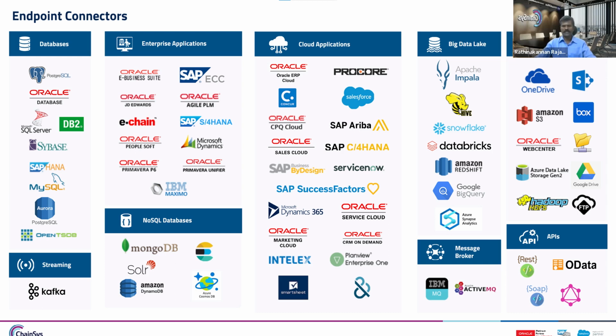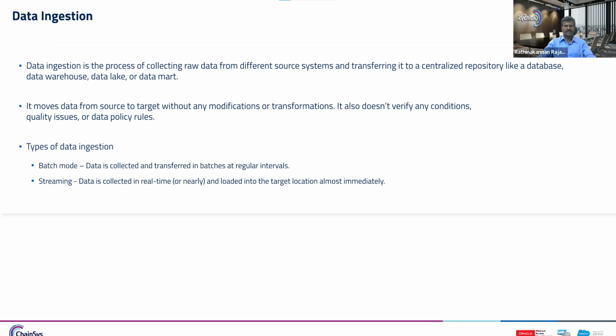And we have generic API connectors like REST, SOAP, GraphQL, and OData for connecting any systems that support these APIs. So in today's session, we are going to see three main processes: data ingestion, data integration, and data migration.